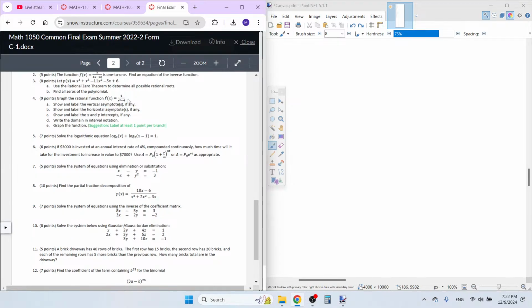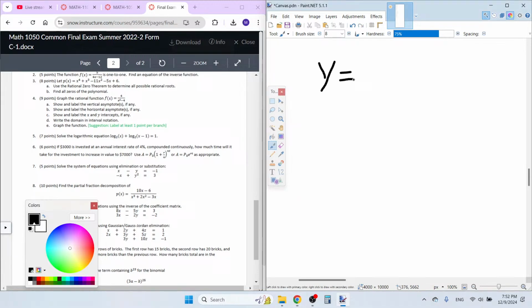Okay. Graph the rational function. We have this rational function, y equals 4 over x squared minus 4. So the first thing we have to do when we're graphing a rational function is we want to factor the top and bottom. Top is already factored, it's 4. But our denominator factors as x plus 2 times x minus 2.